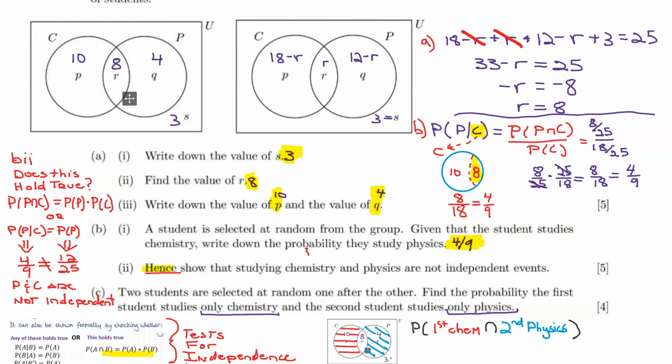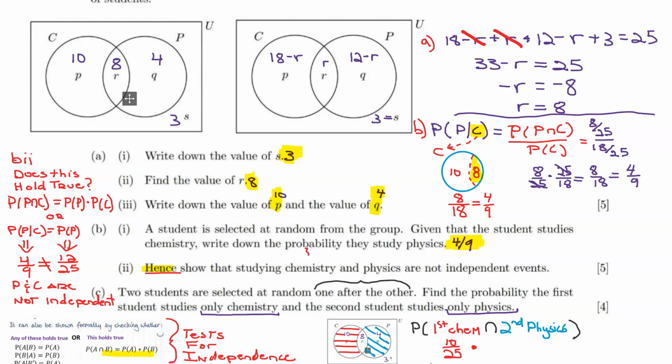All right, 2 students are selected at random, one after the other. So that's important because that's going to change the number of students that you're picking from. What's the probability that the first student studies only chemistry and the second student studies only physics? When we look at our Venn diagram here, only chemistry makes up 10 of the 25 students. So this is 10 over 25.